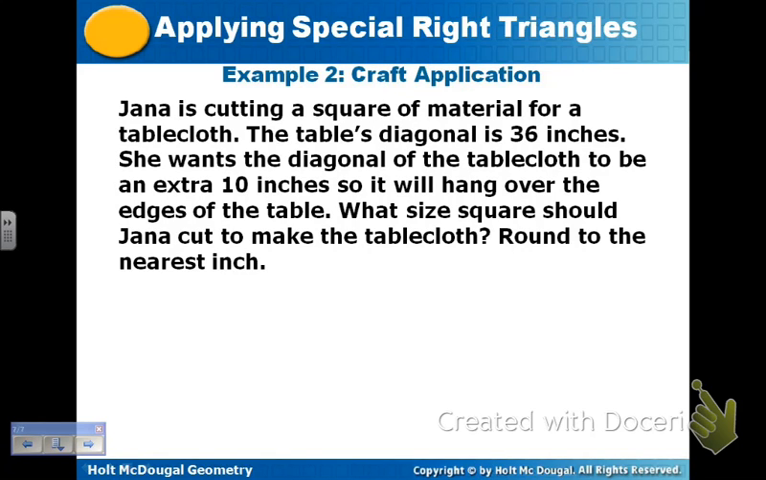All right, here's an application exercise. So let's read through this. Jana is cutting a square of material for a tablecloth. The table's diagonal is 36 inches. She wants the diagonal of the tablecloth to be an extra 10 inches so it will hang over the edge of the table. What size square should Jana cut to make the tablecloth? Round to the nearest inch. So I'm going to give you a minute to maybe draw this picture out and take a look at this and see if you can come up with it.